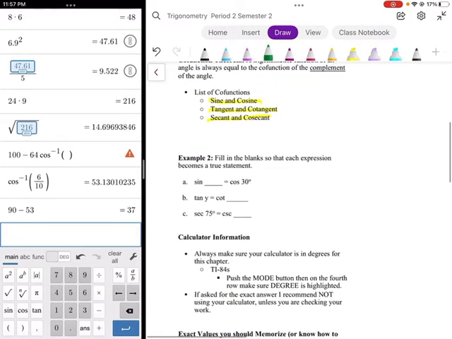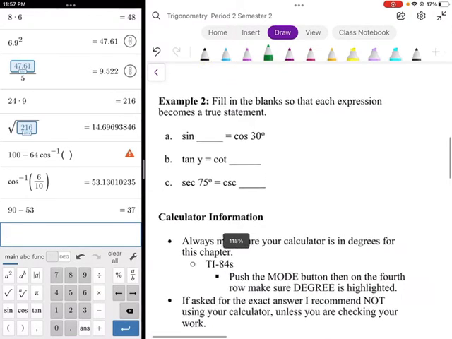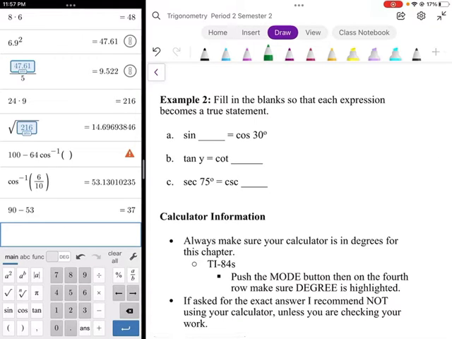So what this means, in some examples, we are going to fill in the blanks so each expression becomes a true statement. Because sine and cosine are cofunctions, we need these 2 numbers to be complements of each other. So we would have to use sine of 60 and cosine of 30.